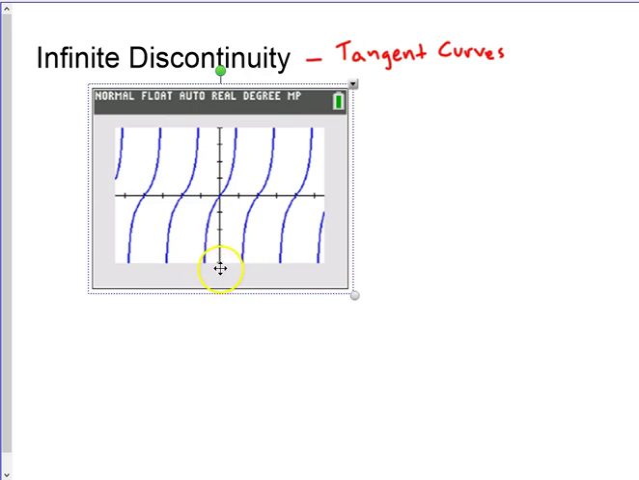So what does that mean about rational functions? Well, rational functions usually have infinite discontinuity or point discontinuity.